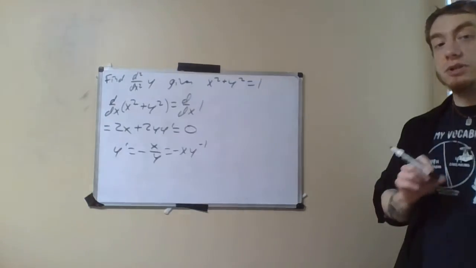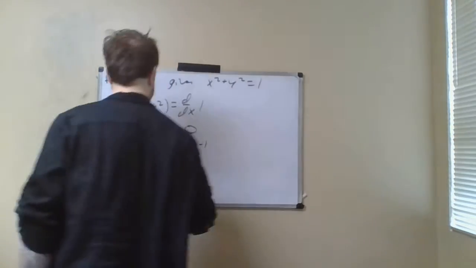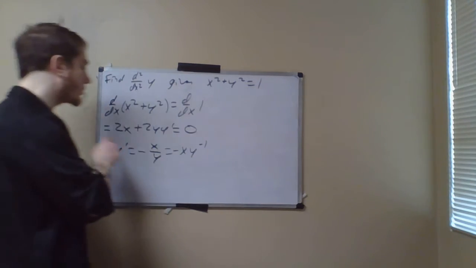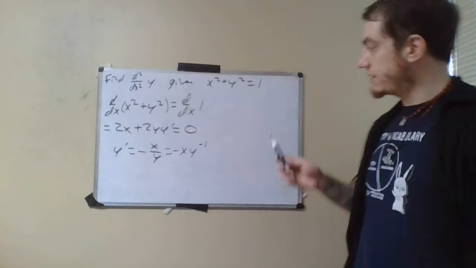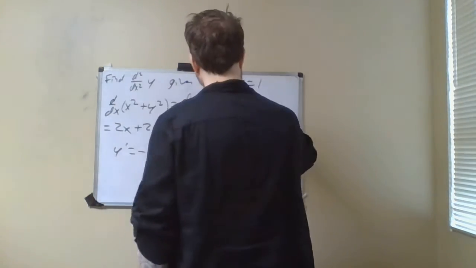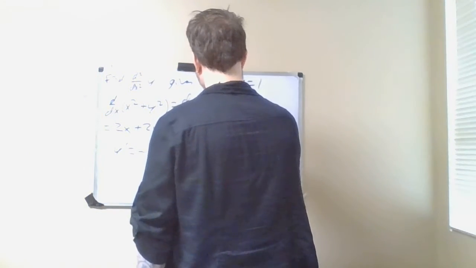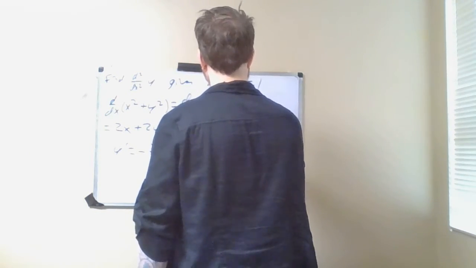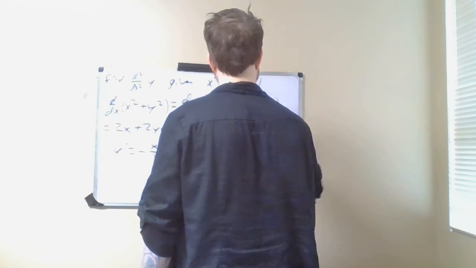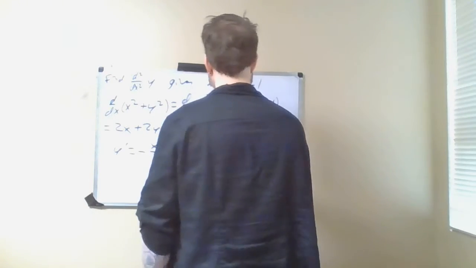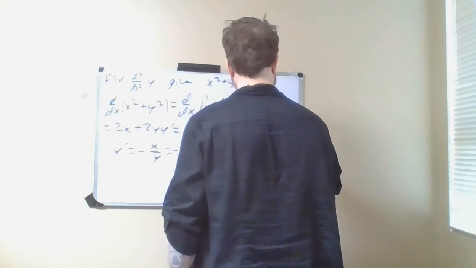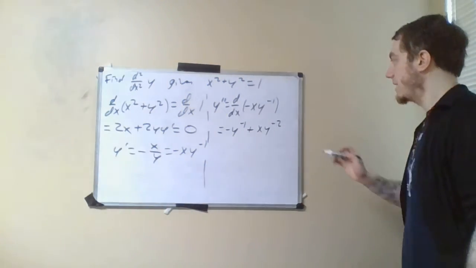Now, what I'm going to do is take this expression and differentiate it once again with respect to x in order to get the second derivative of y. Because now I have the first derivative, I can take a second derivative. So let's write this down over here. The second derivative is going to be d by dx of negative x y to the minus 1. Well, that is going to be negative y to the minus 1 plus x y to the minus 2 times y prime.